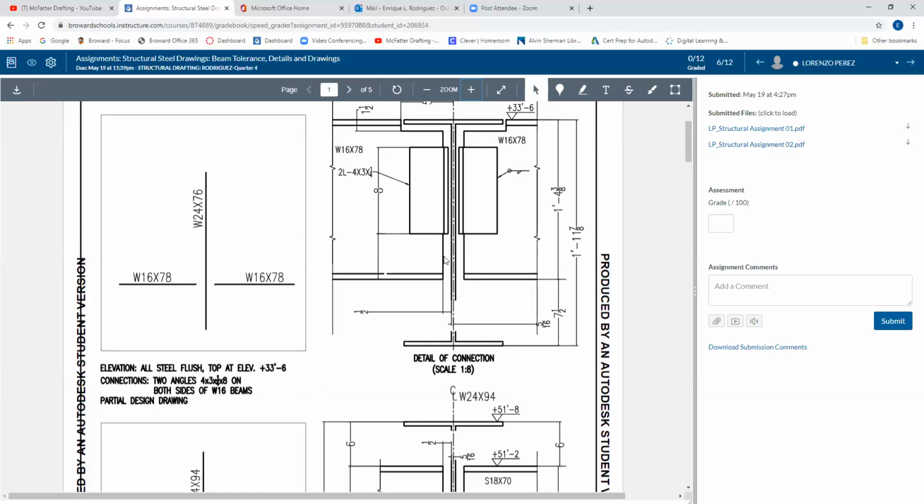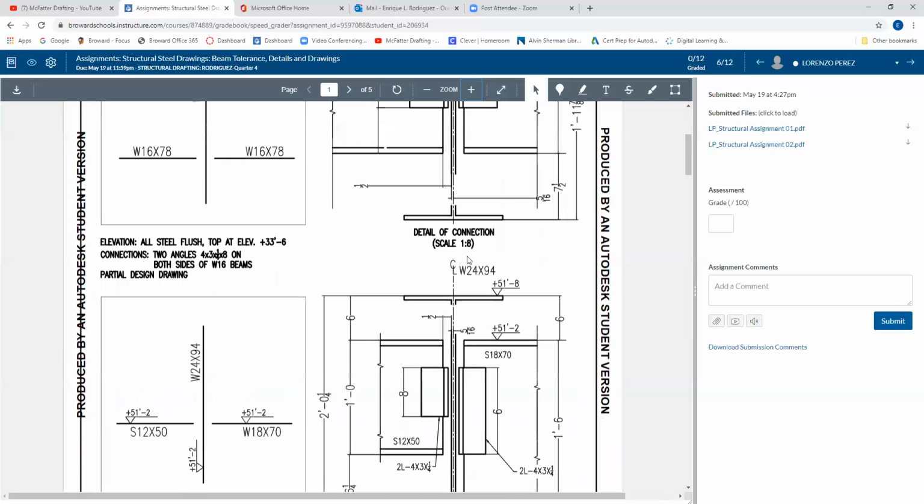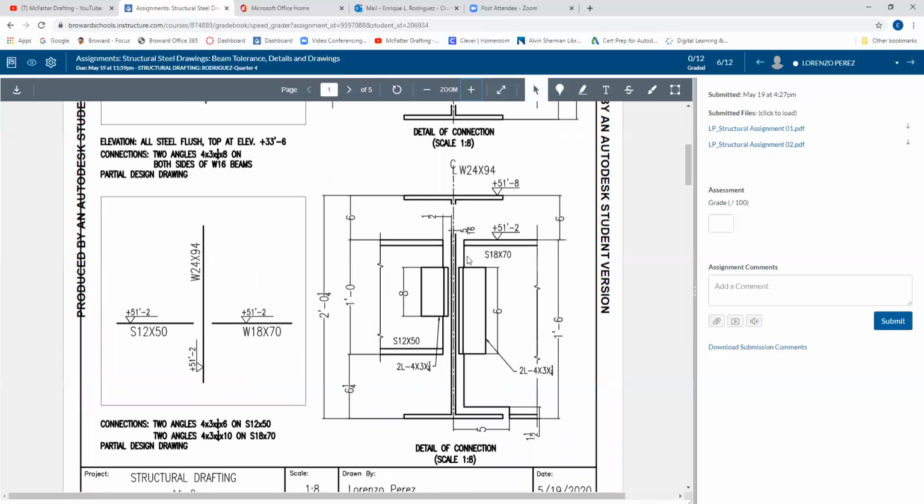All right, so you got some modifications to do. Relook at the video. Now, Shanette and Gabrielle, did you have any issues with these two? No, my only issue was that my AutoCAD wasn't working yesterday.